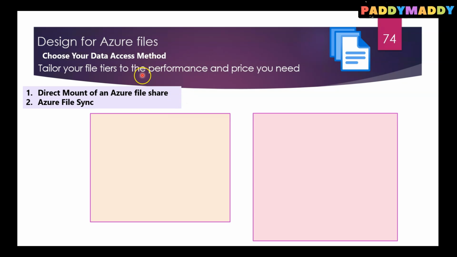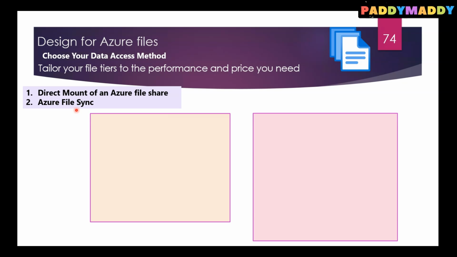So coming back to the second solution, the first solution we talked about mapping as a network drive. That's the first option, right? That's nothing but a direct mount. Now the second option we have to design is Azure File Sync. So you need to know what exactly Azure File Sync is.